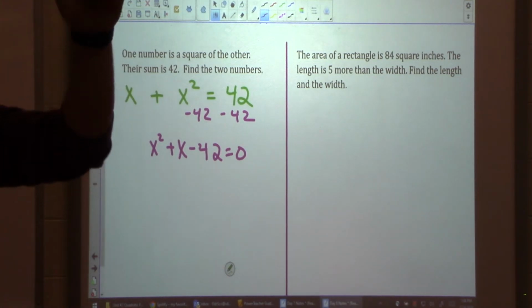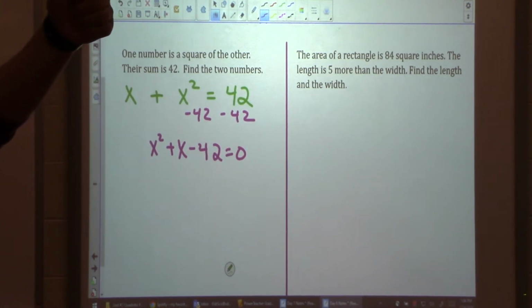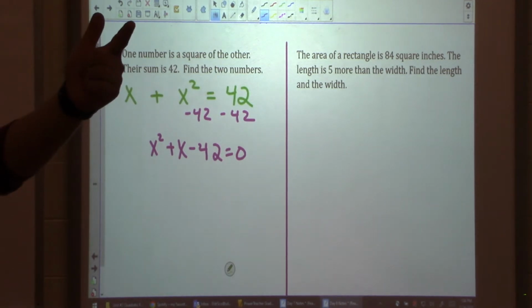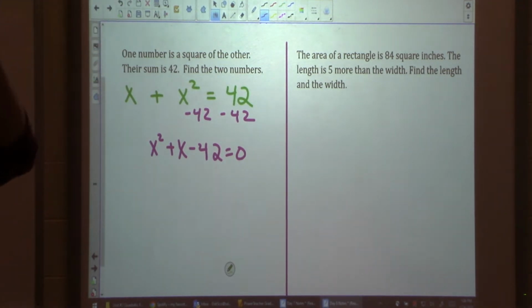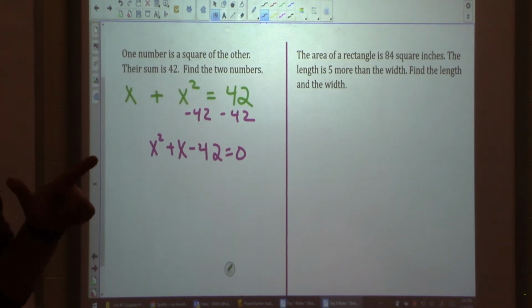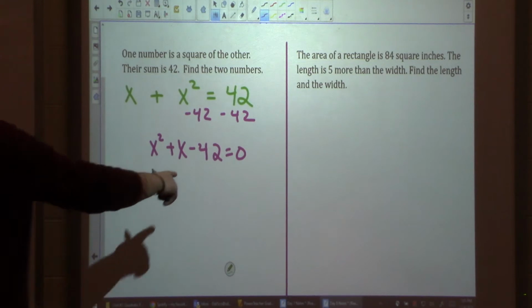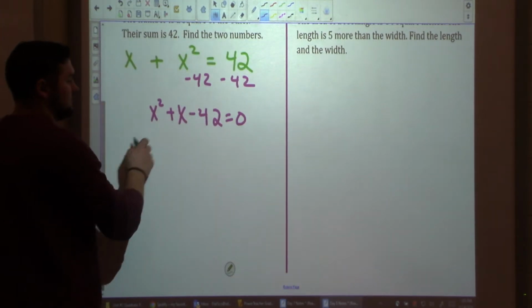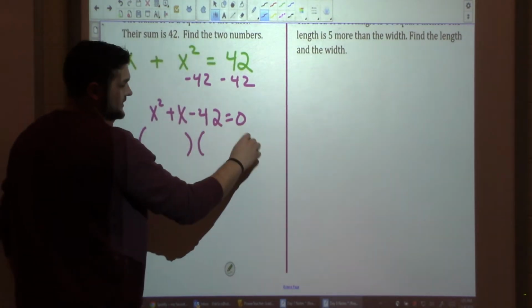From here, there are two ways I could go about solving for x. I could either use a quadratic formula, or I could factor. If you can factor, I would highly suggest doing that. It will save you time. If you'd rather just use quadratic formulas, you just do the same thing over and over, that's fine as well. It's up to you. Okay? So I'm going to factor. I need numbers that multiply to negative 42 and add to positive 1.